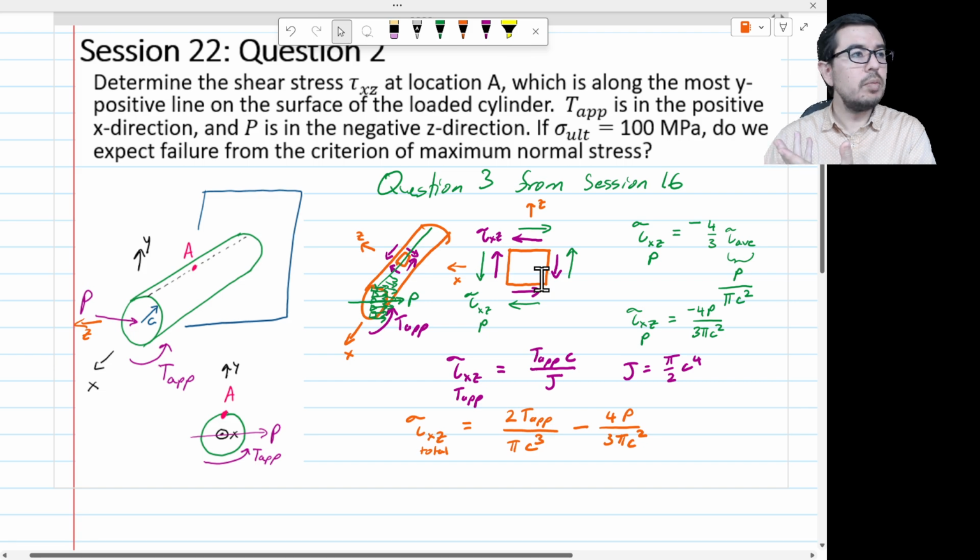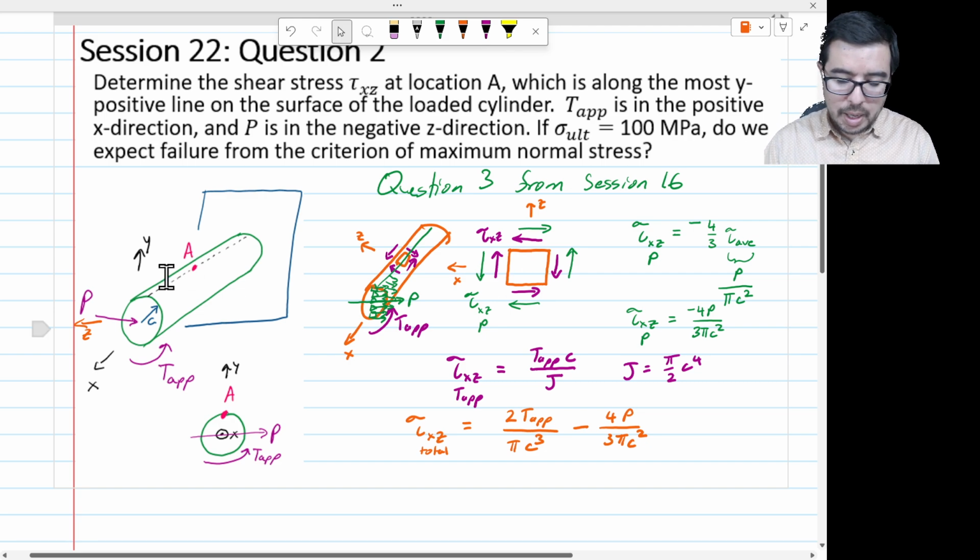But are there any normal stresses? Are there any bending stresses that we have to be concerned about here that maybe we didn't account for? Are there normal stresses or axial stresses that are coming out of this system? Or do we have the case of pure shear, where we have nothing but shear stresses around this element?